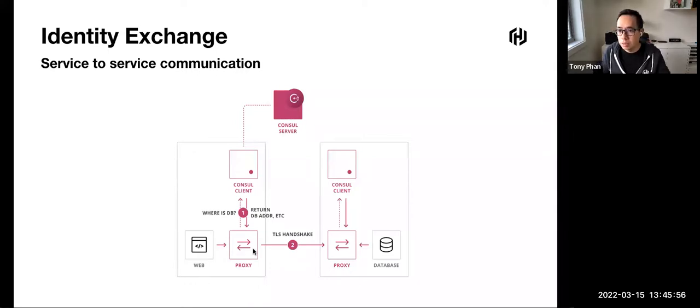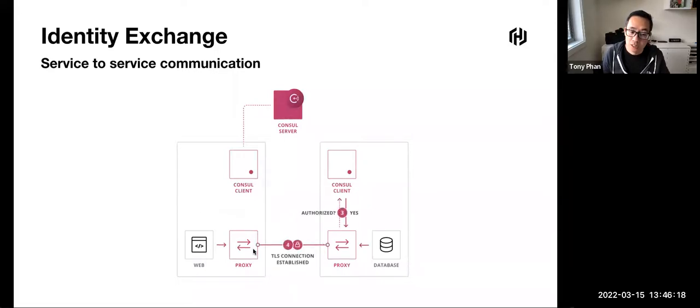Now, the client verifies the destination service certificate against a public CA bundle, so there's some verification of certificates on both sides. This is very similar to HTTPS web browser connections. We're verifying both sides. If both are verified, then we move on to the next step.